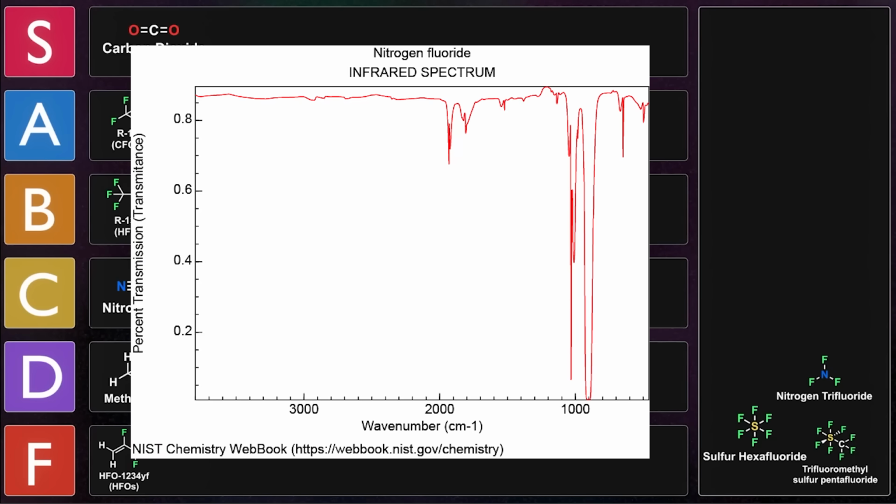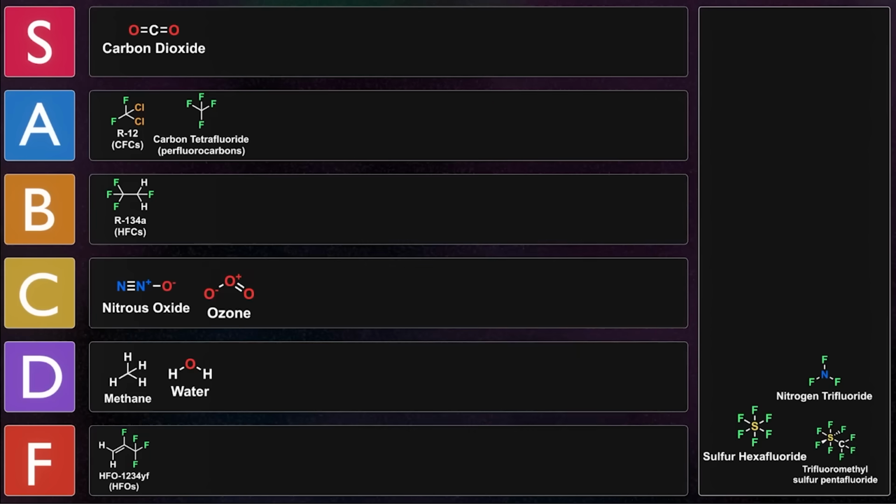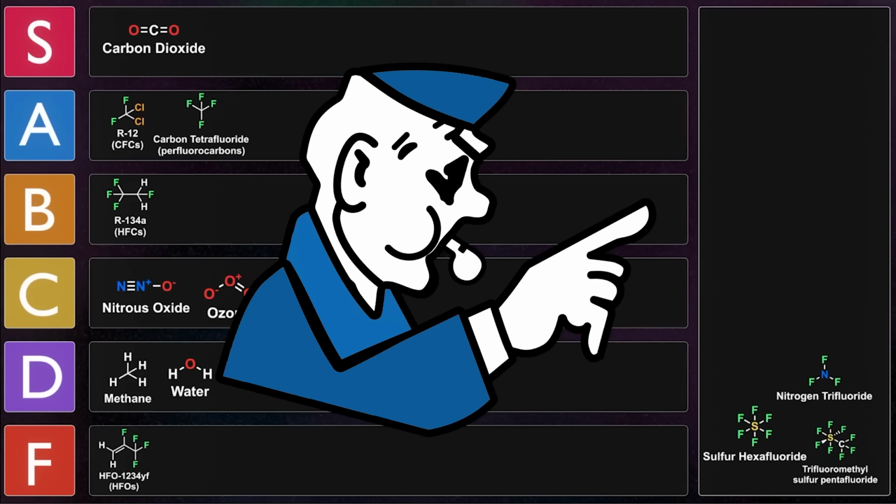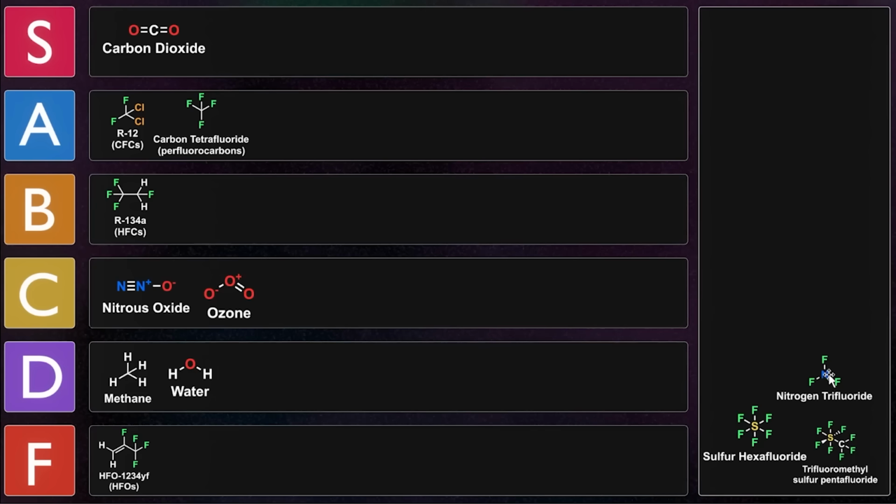Concerns about nitrogen trifluoride stem from its high global warming potential, which is 17,400 times that of CO2 over a 100-year period. This is insanely high. Despite being a potent greenhouse gas, its current atmospheric concentration is relatively low. However, as production and usage continue to rise, there is a significant concern over its potential impact on global warming if not properly managed and regulated. Nitrogen trifluoride, you can go right into S tier.